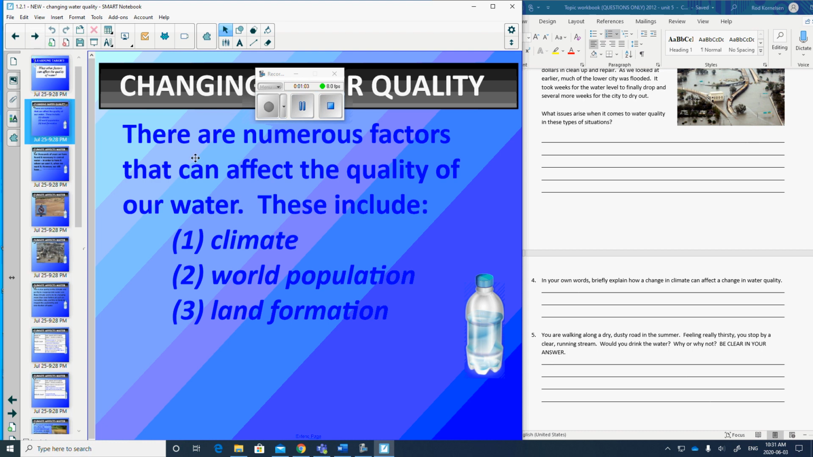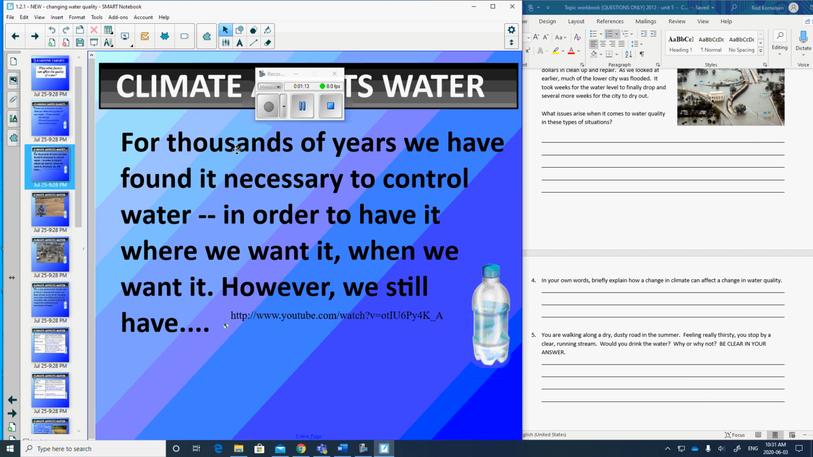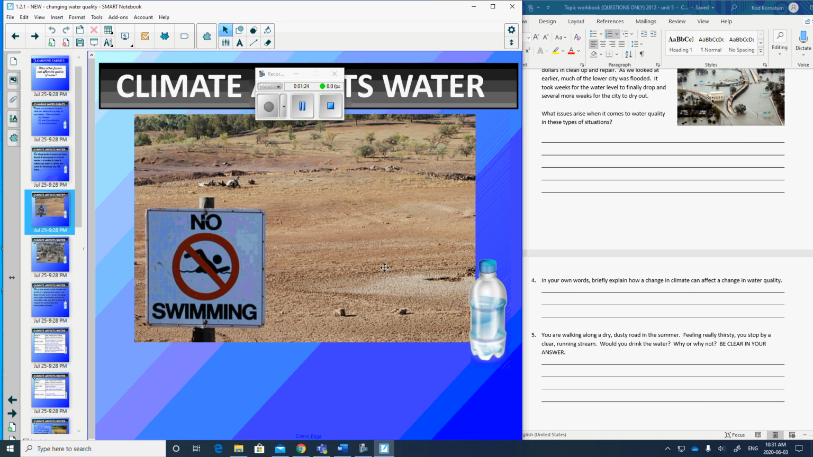There are numerous factors that can affect the quality of our water. These include climate, world population, and land formation. For thousands of years, we found it necessary to control water in order to have it where we want it, when we want it. However, we still have water shortages. An interesting sign here: Beware, no swimming.